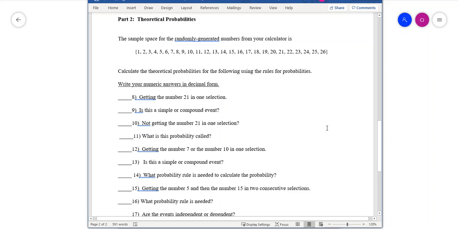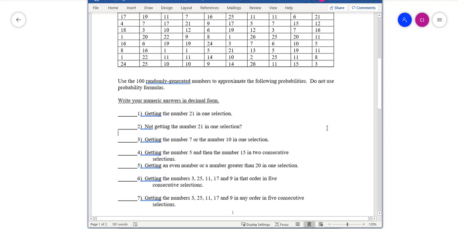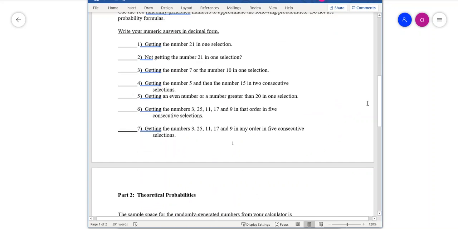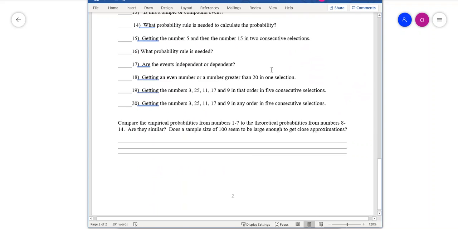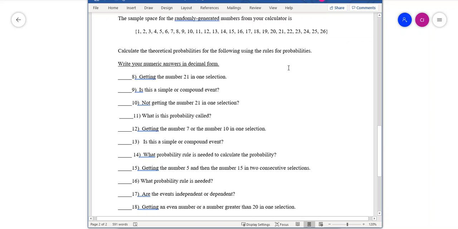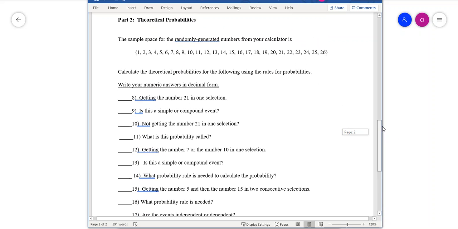So we're able to show that with a true computer random number generator when we generated these numbers. And as you go through all these problems, you're going to find out basically the same thing. Pretty darn close. And I added some more questions in here because these are questions that you should be able to answer from the chapter. Now, when you say getting the number 21 in one selection, is this a simple or compound event? You have to decide that.